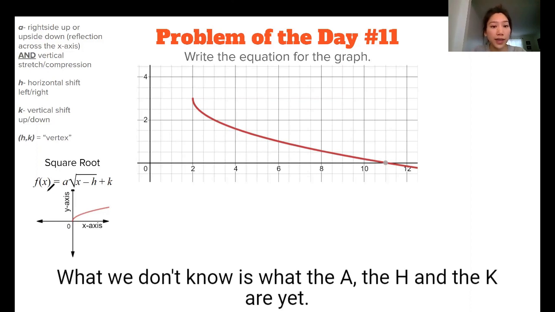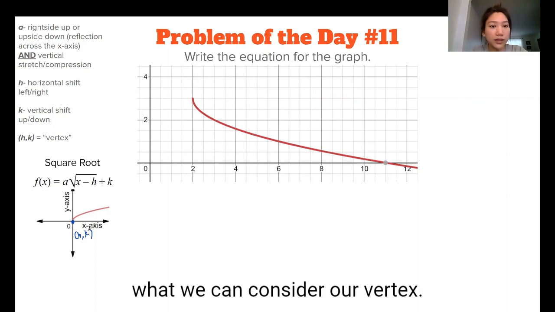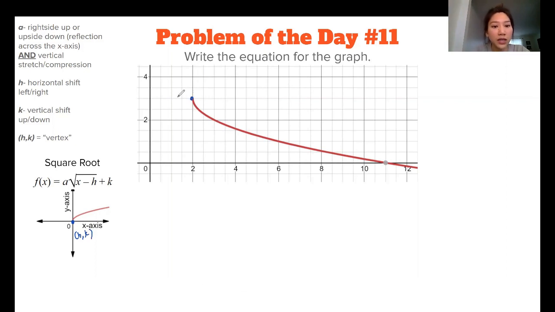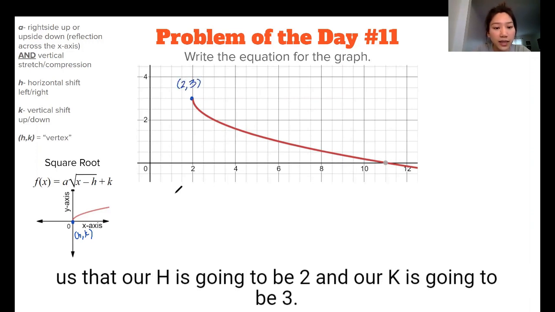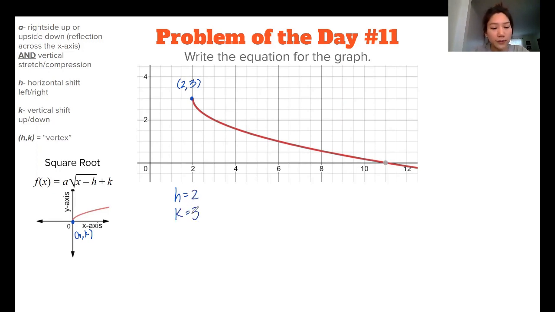What we don't know is what the a, the h, and the k are yet, okay? And remember, this point right here is our h comma k, what we can consider our vertex, okay? So what we want to do is identify the vertex first. This coordinate right here is 2, 3, which tells us that our h is going to be 2 and our k is going to be 3. What we don't know is what the a is.